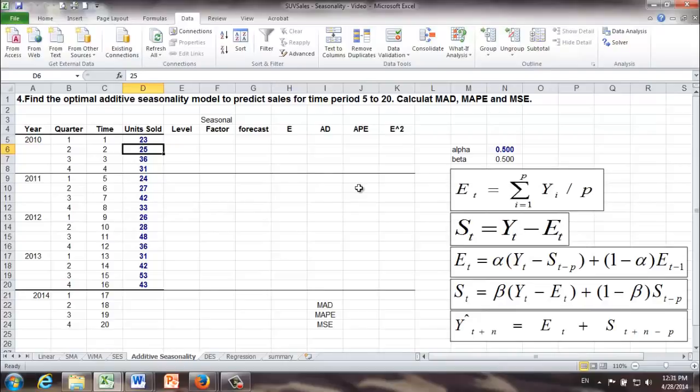In many, many cases, we might be using, say, monthly information. Well, we all know 1 year has 12 months. In that case, P will be equal to 12. All right.